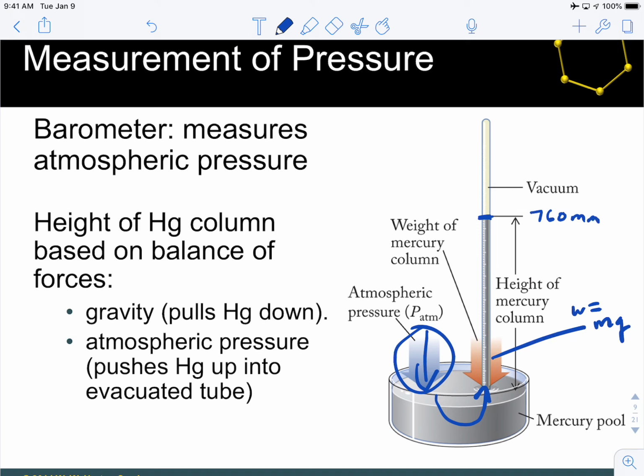So if initially I put my barometer from, say, a vacuum out into a sea level area of 1 atmosphere, it's going to push up. It's going to keep rising and rising until it gets to here, because now the weight of the column is pushing it down, and that force exactly balances the force of the atmospheric pressure. So that's what atmospheric pressure is and where it's coming from.